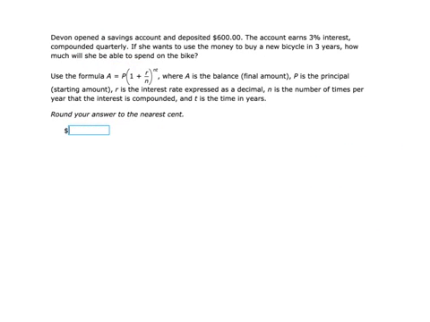All right, this one's a little bit more interesting. We've got more features going on. It's not annual anymore. So Devin opened a savings account and deposited $600. All right, so there's my P. The account earns 3% interest. Well, there's our interest rate. Remember, expressed as a decimal. Compounded quarterly, it tells me, which means N is 4. And she wants to use the money to buy a new bicycle in 3 years. So T is 3 years.